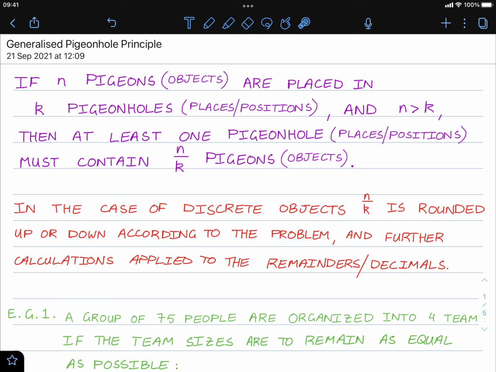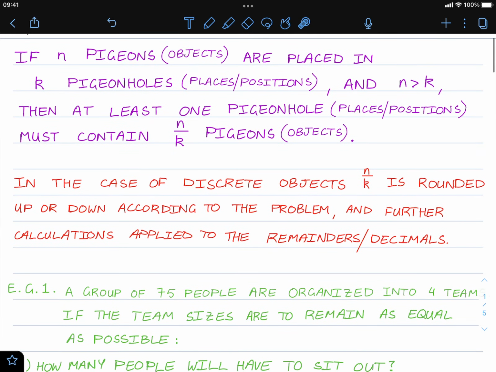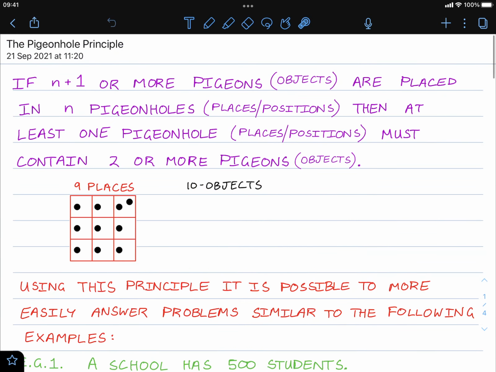Hello class, this is a video tutorial on the generalized pigeonhole principle. So in the previous videos, or the previous concept, we saw that if there were more objects than there were pigeonholes, then at least one pigeonhole or position must contain two or more objects.